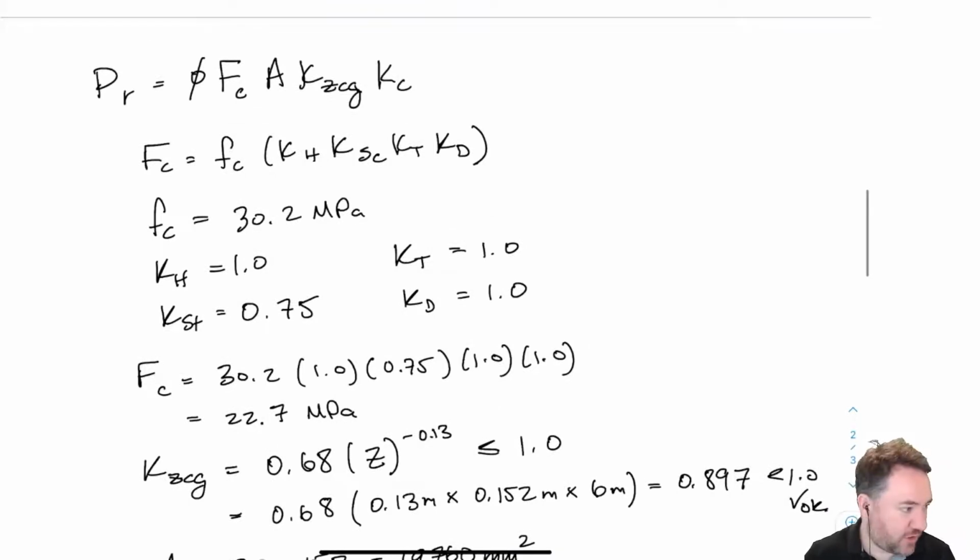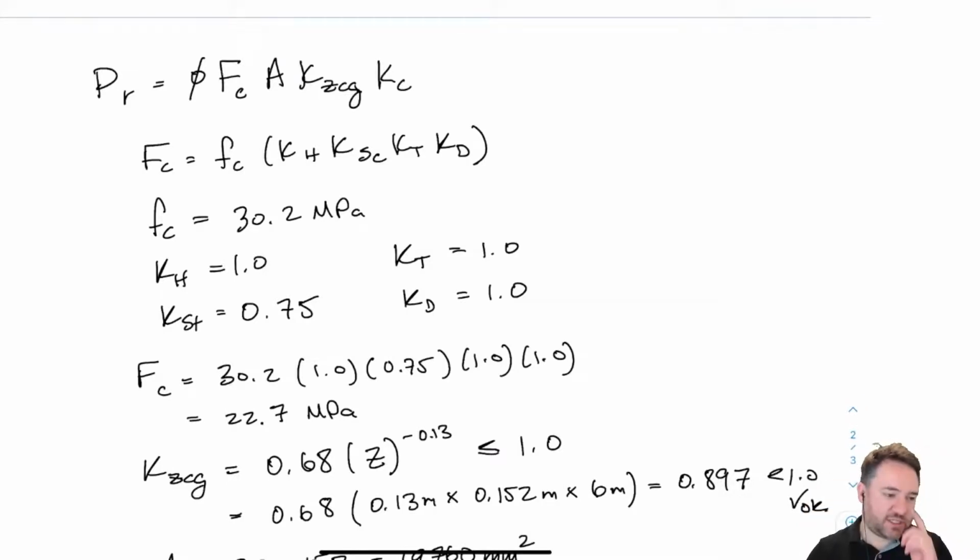So I've come up with all these: phi, FC, A, KZCG, and now the hardest part is finding KC, for which I have to determine the slenderness. So this is another big difference between lumber and glulam. You remember for lumber, I check both slendernesses, but then I go through and do a whole calculation for slenderness for both the weak axis and the strong axis. In glulam, I don't have to do that.